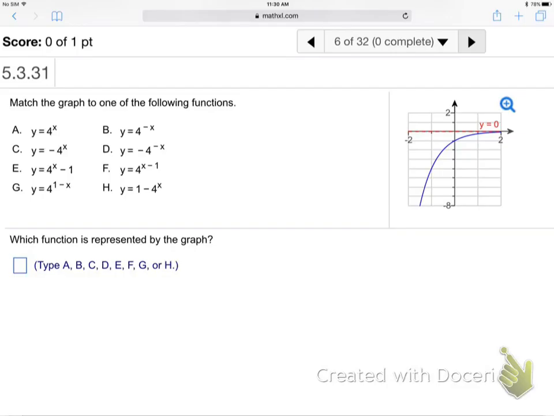I like this multiple choice A through H. I was thinking about doing that for our next exam. Do you guys like that? No, I'm just kidding. I'm just joking. It'll just be A through E.